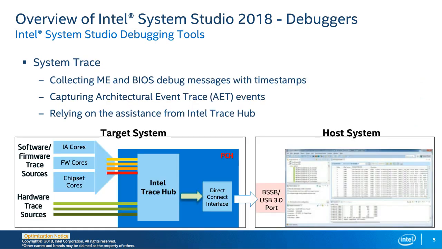The last tool is called System Trace. As its literal meaning, System Trace is for collecting the trace logs for ME and BIOS. It can also capture the architectural event trace messages such as I/O, system management interrupt, and system events.